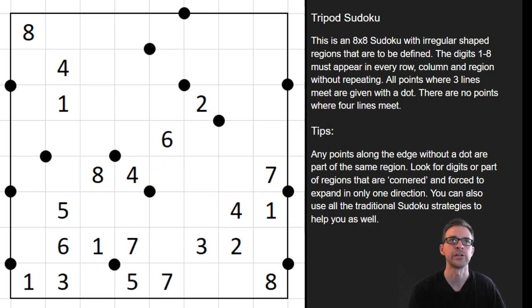Now the difference here is we don't know where the regions are. There are regions, and digits can't repeat in any region, but we have to figure out where the regions are. And the dots are going to be our clues. What a dot represents is where three lines meet. At no point in this grid do four lines intersect one another. And that's it for the rules.